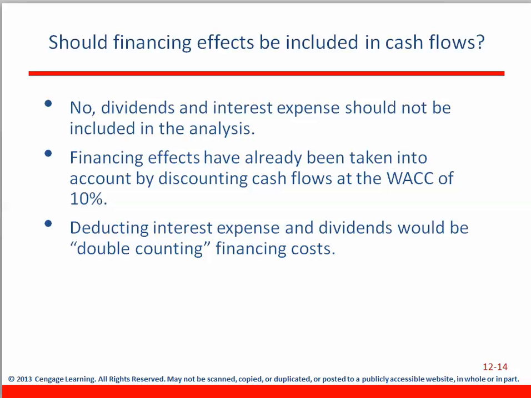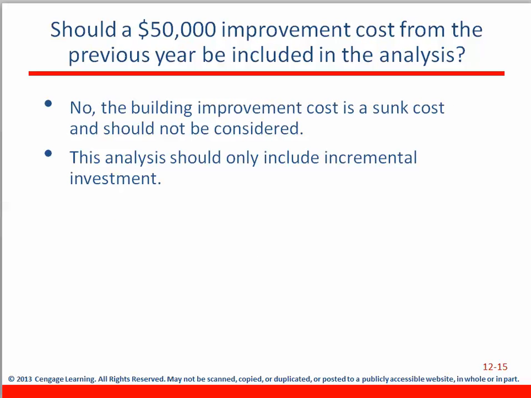Should the financing effects be included in the cash flows? No, because they're in the weighted average cost of capital, and I already talked about that. Should a $50,000 improvement cost from the previous year be included in the analysis? No. This is an example of a sunk cost. The fact that we spent $50,000 cannot be changed now, so it's not incremental to this analysis. So this is an example of a sunk cost that should be ignored. It is not incremental.